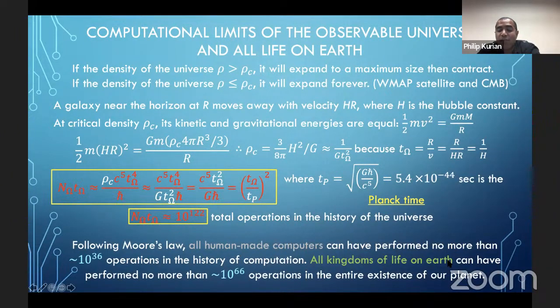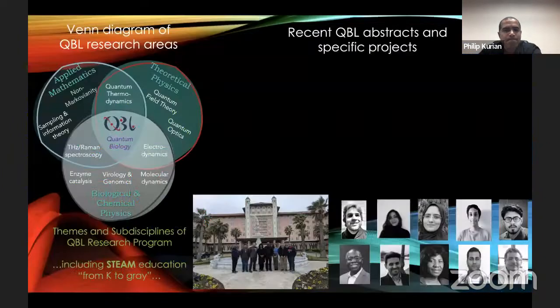All kingdoms of life on Earth, assuming quantum optical information processing as a maximum, can have performed no more than about the square root of the total operations in the history of the universe. So the idea that quantum effects play a role in living systems changes our understanding of life's information processing capacity in the context of the cosmos and the observable universe.